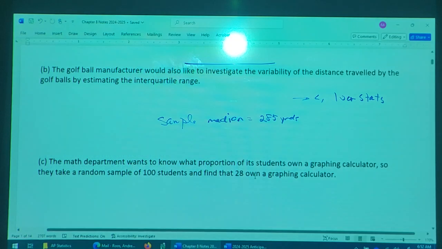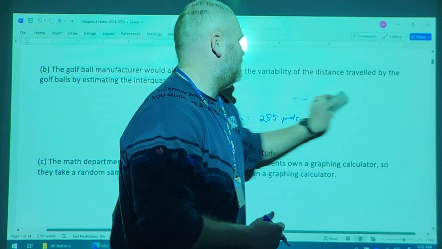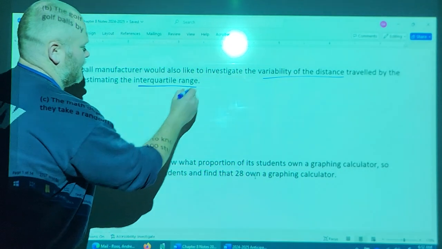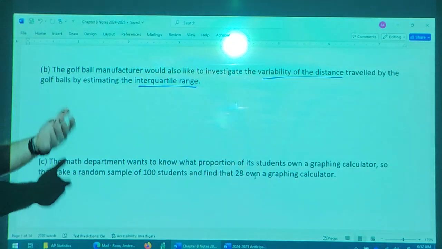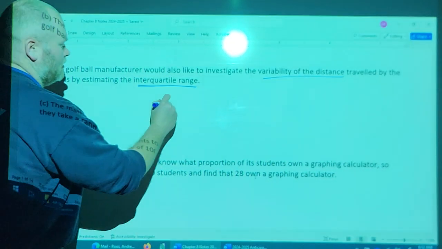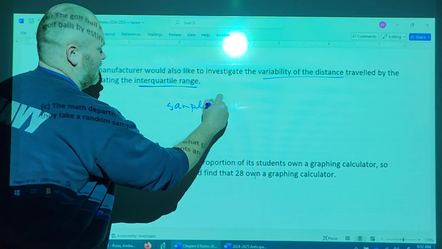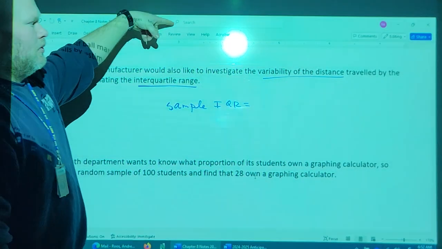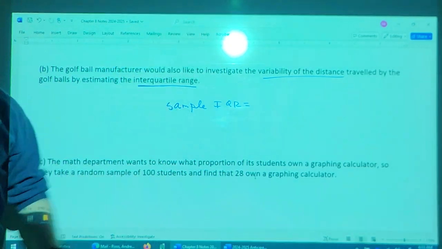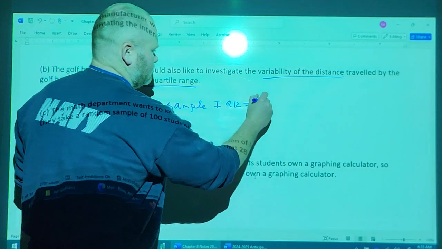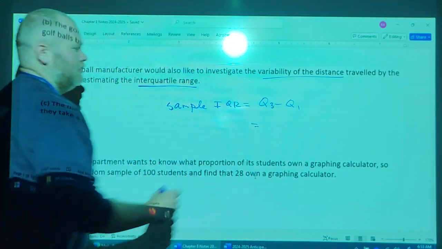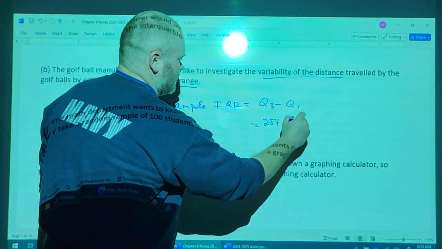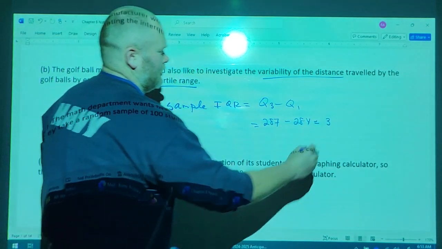All right, golf ball manufacturer. They also would like to investigate the variability of the distance traveled by the golf balls by estimating the interquartile range. So again, if they want to know the population interquartile range, we would estimate that by getting the sample interquartile range. So if we had put those numbers into L1 on one of our stats, we would have had Q3 and Q1. So Q3 minus Q1, so 287 minus 284, so a sample IQR of 3 yards.